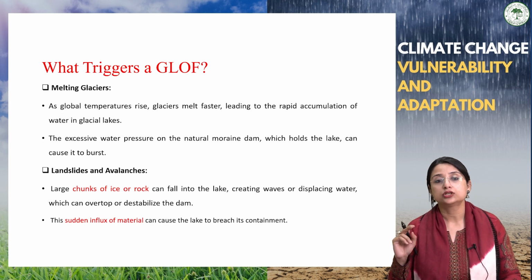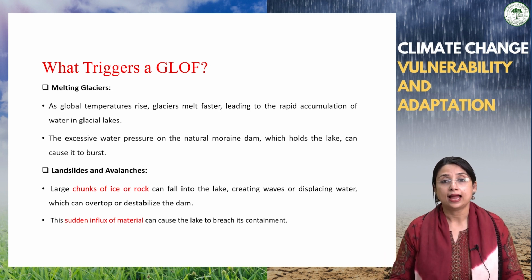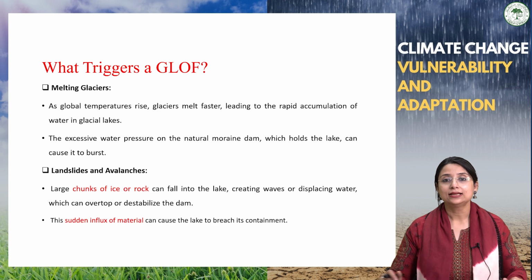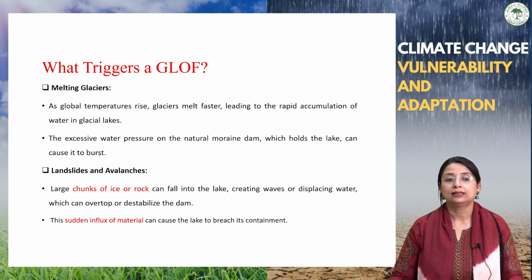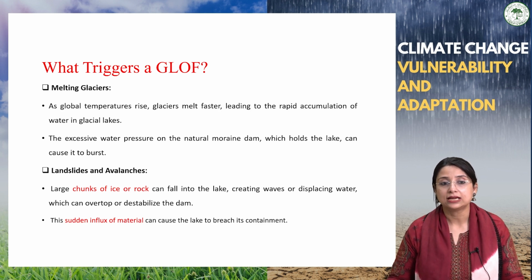Because of global temperature rise, glaciers are melting faster, which is leading to rapid accumulation of water in the glacial lake, and that will create pressure on the dams of the glacier. The excessive water pressure on the natural moraine dam, or glaciated dam, which holds the lake, can cause it to burst. That means the addition of extra water at a faster rate creates pressure on the dam, due to which the glacial outburst flood may take place.